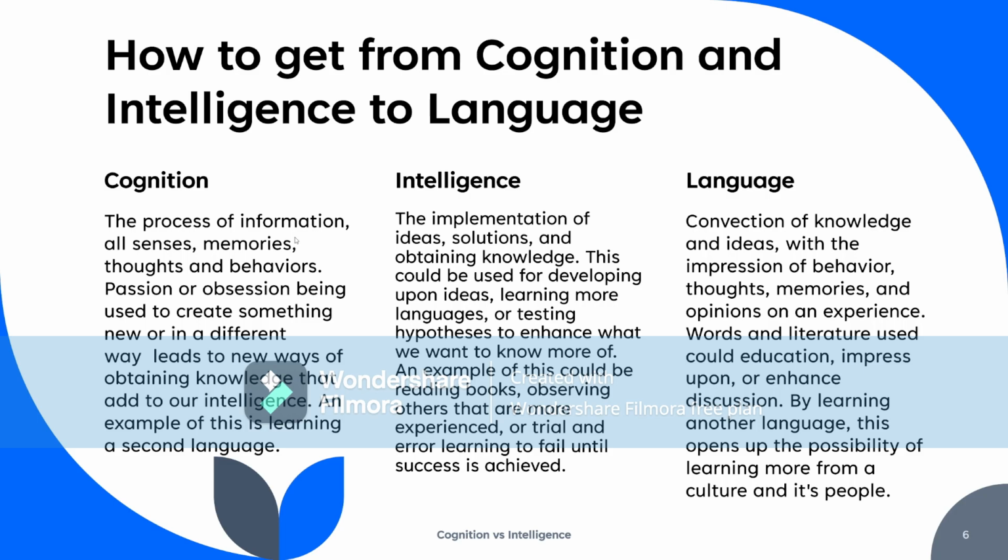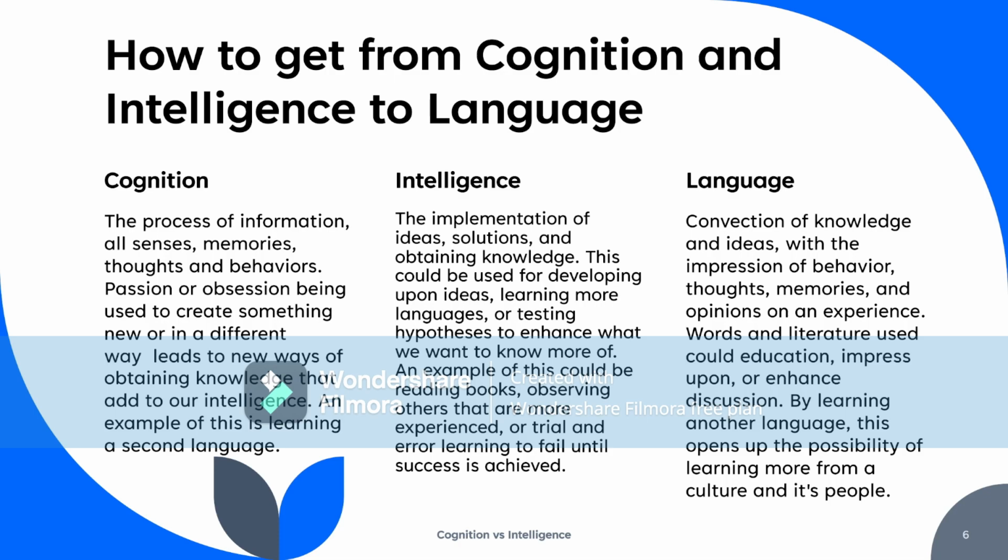First, through cognition, process of information, all senses, memories, thoughts, behaviors, passion, or obsession are being used to create something new or in a different way that leads to new ways of obtaining knowledge and adding to our intelligence. An example of this is learning a second language, but we'll get to that in a moment.